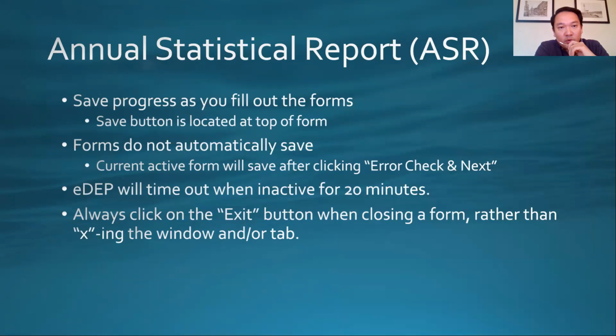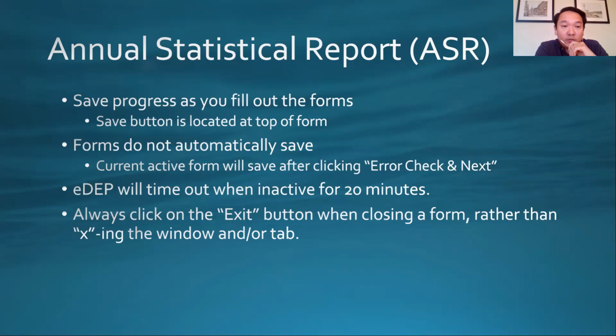So on the annual statistical report, you should try to save the form on a regular basis as you're working through it, because the form does go inactive after 20 minutes. So if you're looking around for data that you need to report on the form and you take longer than 20 minutes, that form is going to expire, and the data that you have entered up until that point is not going to be saved. When you click on the error check and next buttons, there are two separate buttons. There's an error check button. There's an error check and next button. The forms will automatically save at that point, but you should just get into the habit of clicking that save button on a regular basis.